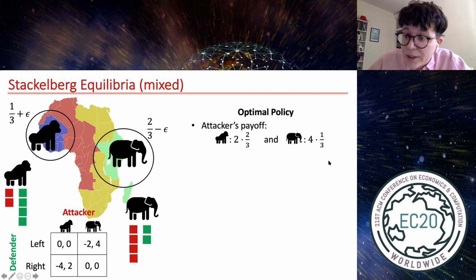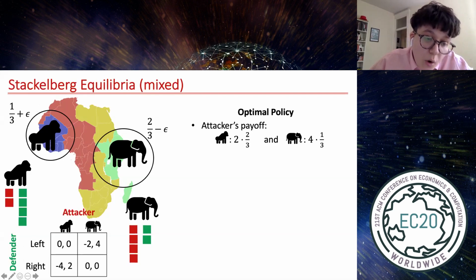Okay, so thinking about the 1/3, 2/3 example here, let's try to compute what the attacker's optimal policy is, and the attacker will best respond. So they will choose to attack the target that gives them the highest utility. Okay, so we have 1/3 here and 2/3 here. If the attacker wanted to attack the gorillas, then with probability 1/3, they get 0 payoff because we are protecting it. And with probability 2/3, they get a payoff of 2. And that's how the 2 multiplied by 2/3 is constructed.